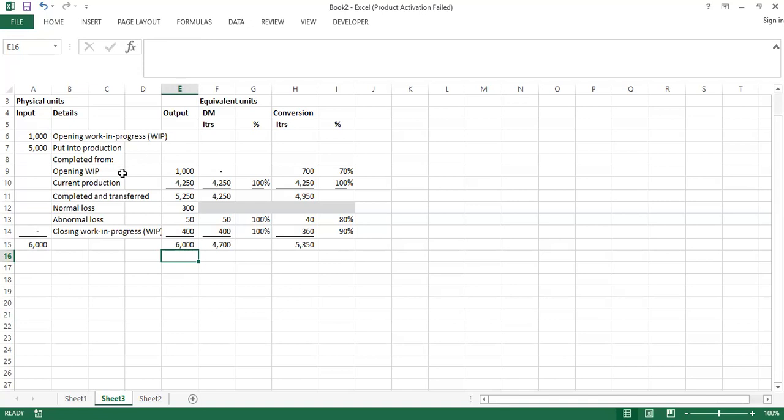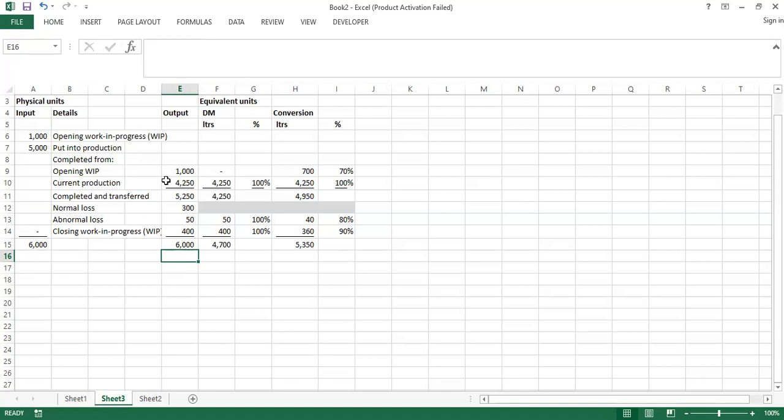Because we are using the first in, first out method, one other thing you might want to check in the question is whether we are using the weighted average method or the first in, first out. So we will quickly go through both again. I think we have better time today.